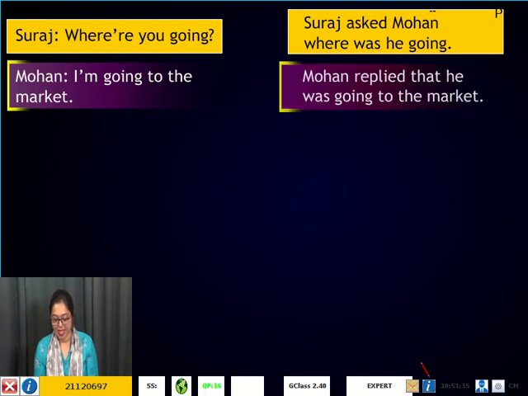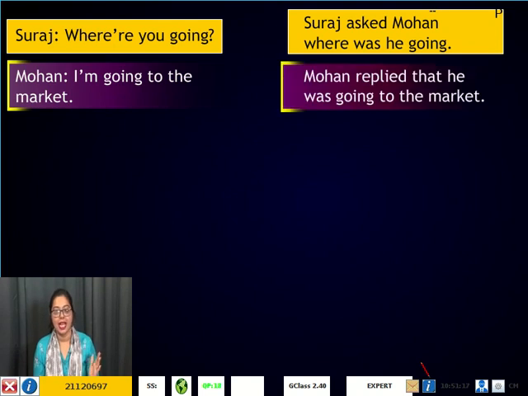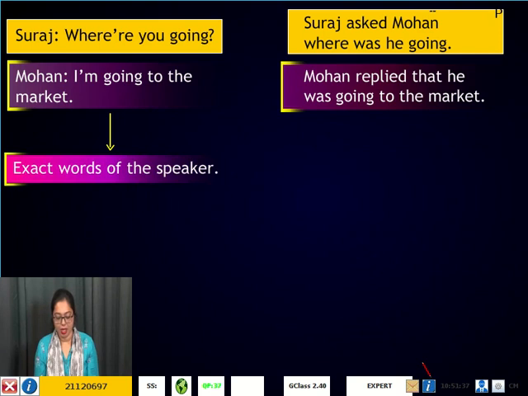Now, on the left-hand side, have a look: I am going to the market. This is the direct speech. Now this direct speech is converted into indirect speech: Mohan replied that he was going to the market.